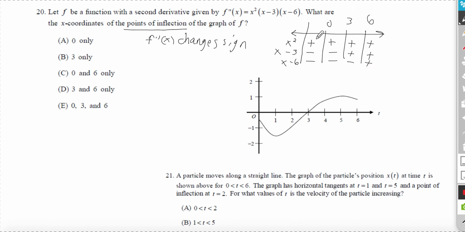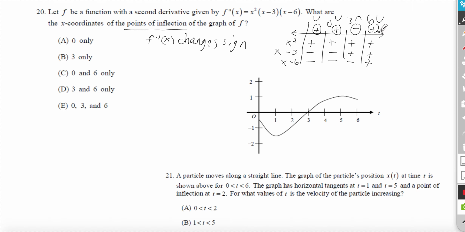Now multiply these things together. Since they're factors, that'll give us a positive second derivative. So this tells us that my graph is concave up. A negative second derivative, negative times positive gives me negative. That means my graph is concave down. And then positive times positive gives me another concave up section.